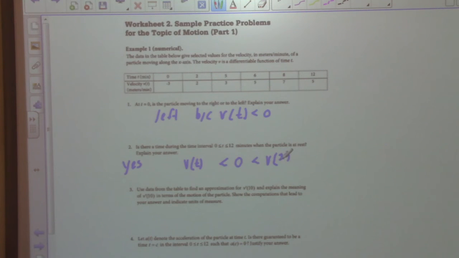And I really appreciate that in your last test you had articulation. What's the last thing we need to put in here to justify this? According to IVT, there must be such a time. Must be a time when V of t is equal to 0.